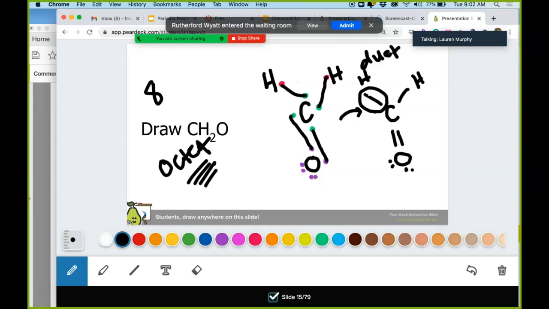Hydrogen can only bond 1 time. Okay, and same with this hydrogen, 2 electrons sharing with this hydrogen. So now we've introduced double bonds. So this is a single covalent bond. This is a single covalent bond. This is a double covalent bond. Double covalent bonds are stronger than single covalent bonds, meaning they're harder to break. Okay?